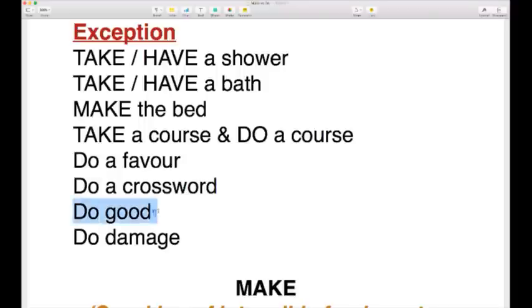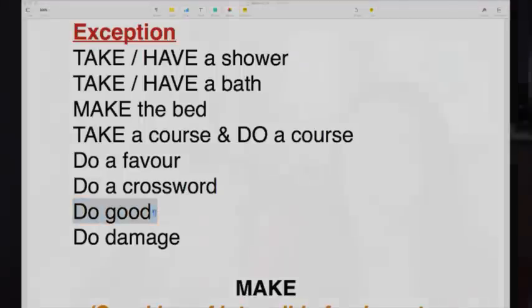You can also use do good. And it just means to do well, really. So I could say, did you do good today in your exam? You could say, yeah, I think I did good. I think I did a good job.